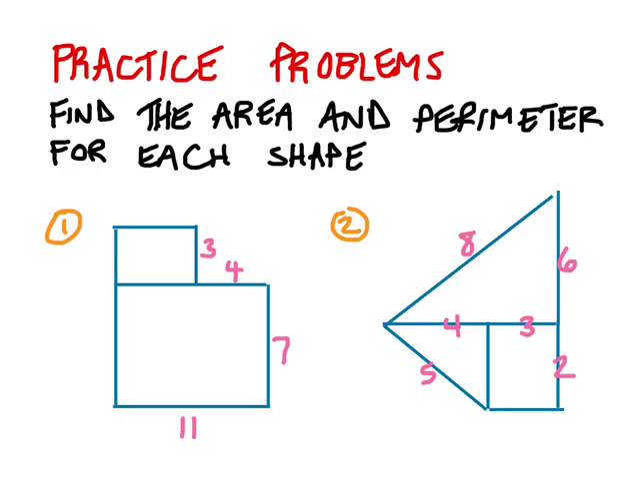And here are your practice problems for the lesson. You've got 2 composite shapes to sort of break up and figure out. Find the area and perimeter for both, please.